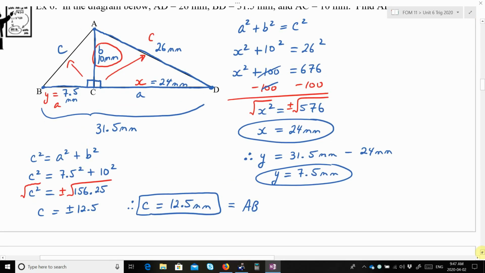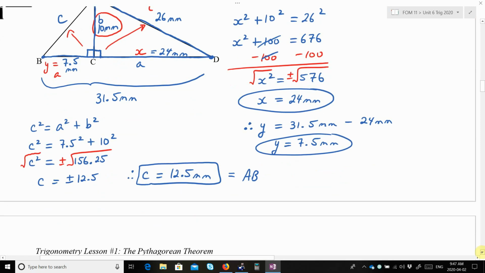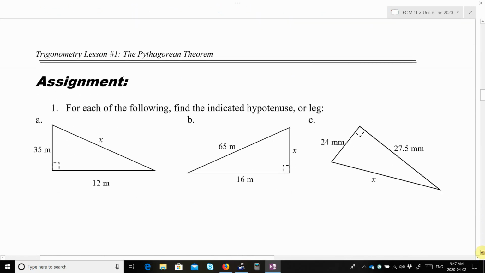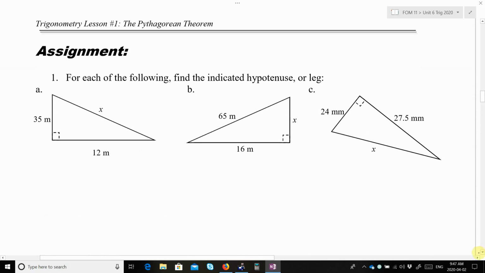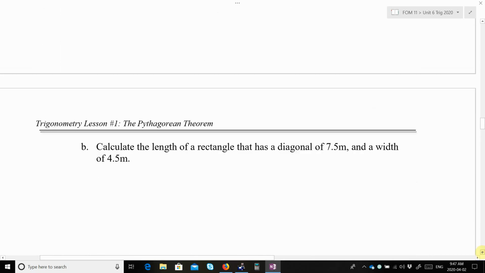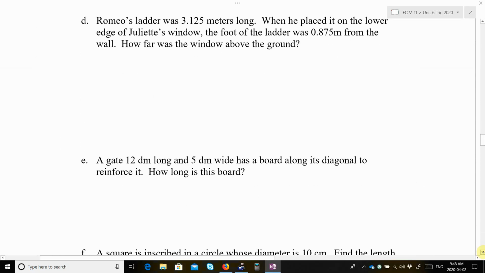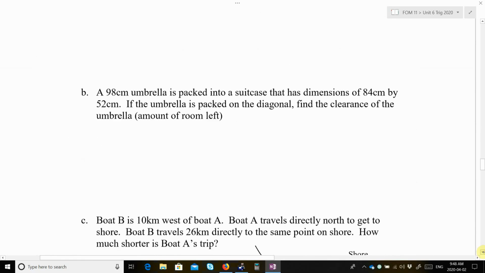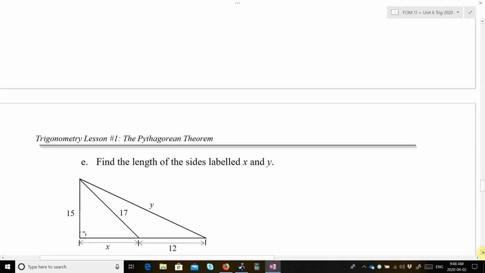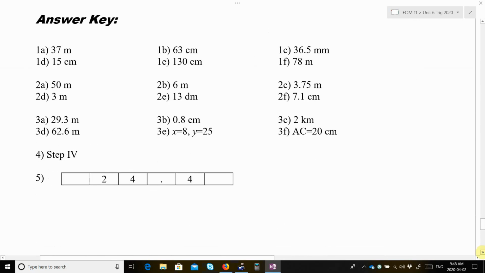Okay, so there are the notes, everyone. That's our first lesson for trigonometry. Here is the assignment. Lots of practice questions for you to try. So have a look at these. You can see there's a good amount of questions in the notes. And at the very end, there is an answer key to help guide you.